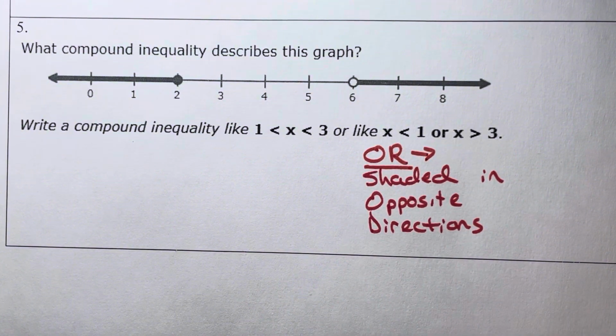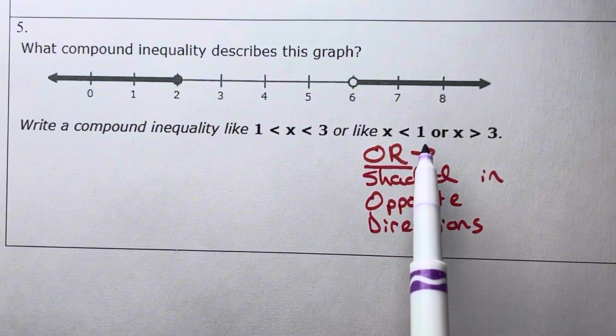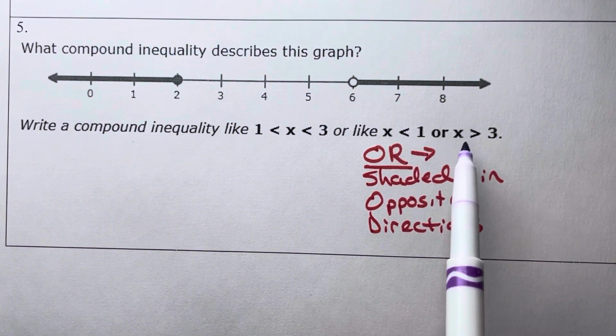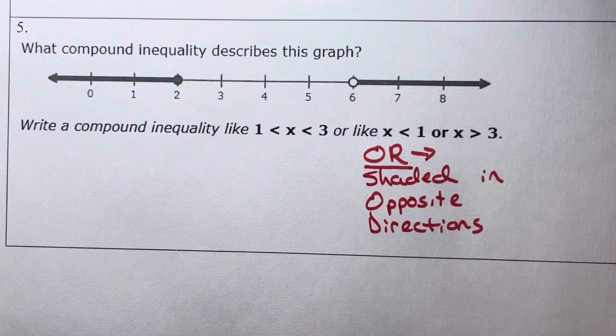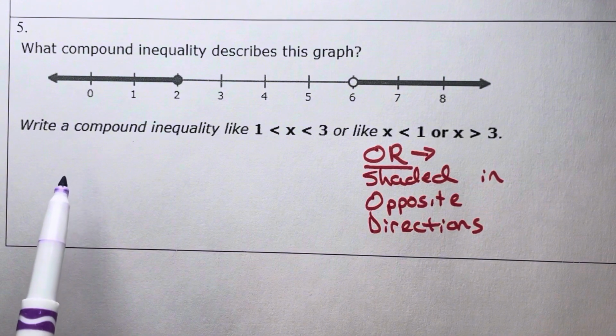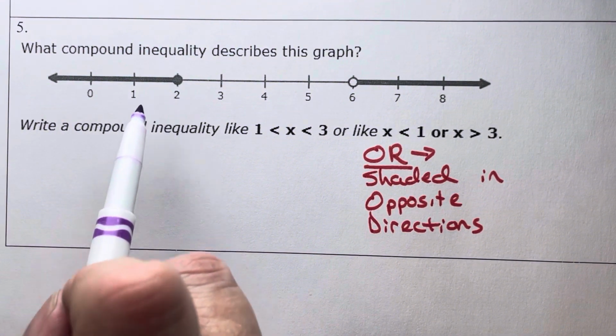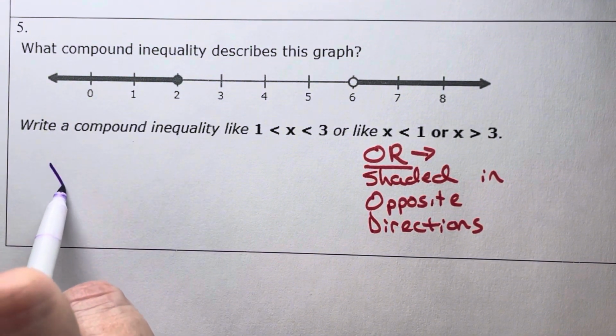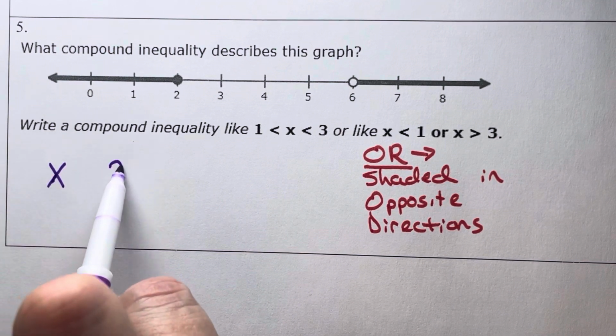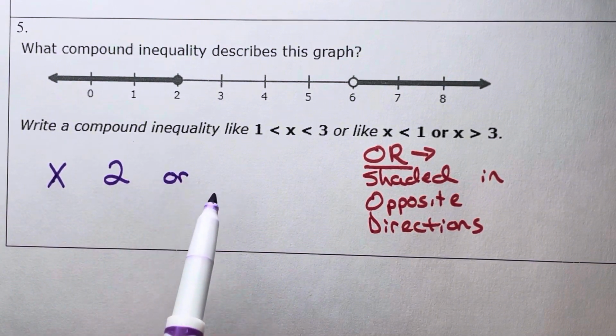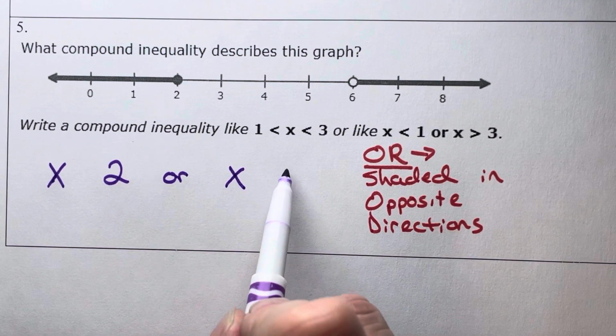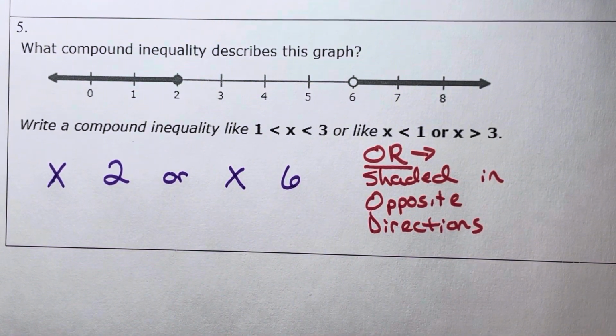Okay, so now that I know which one of my two setups, my two arrangements I'm going to use, I have to use this "or" arrangement. That means we can just go ahead and figure out what we're going to be using. We know that we've got x and a 2 or x and a 6. Let's talk about our symbols between them.